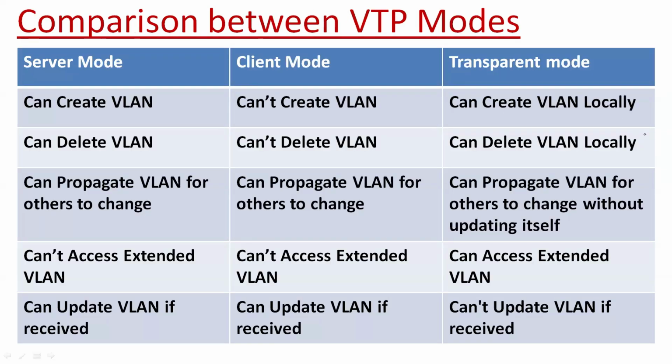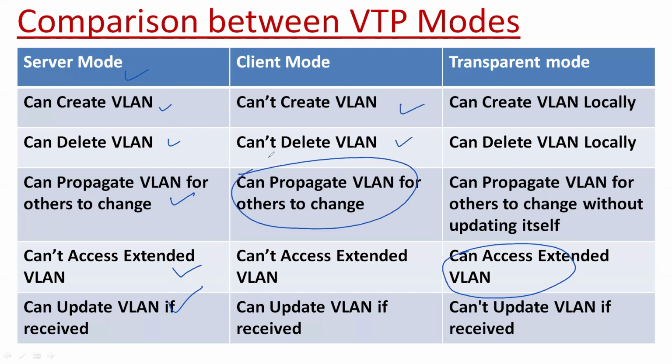So this is the table on which we have explained that the server mode can create, delete, or update the VLAN information, right? And it can also propagate the VLAN information to others. It can't access the extended VLAN. Extended VLAN can only be configured on the transparent mode. Client mode cannot do anything except propagate and update. It cannot create, delete, or change the VLAN.